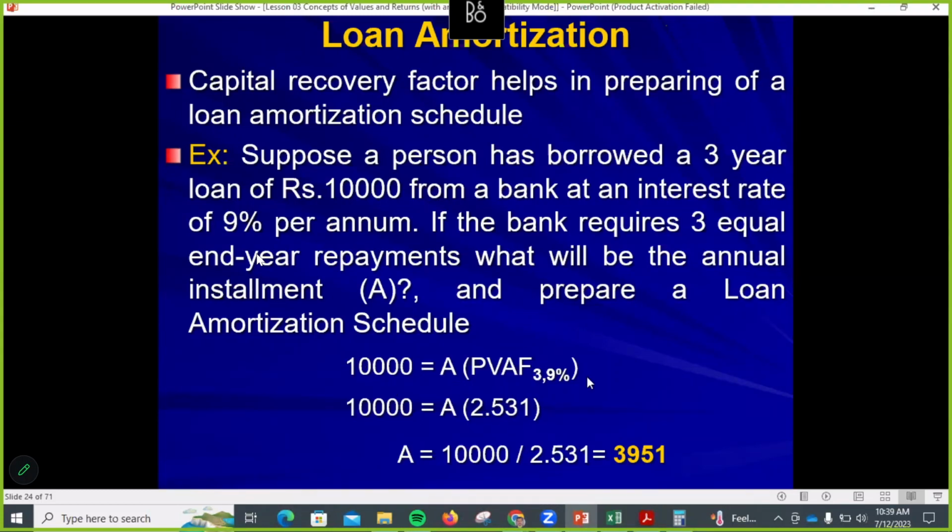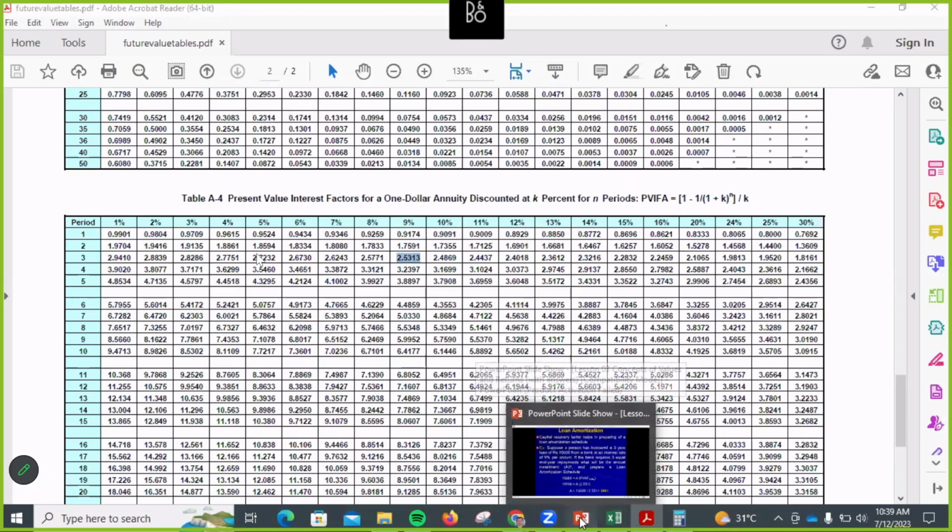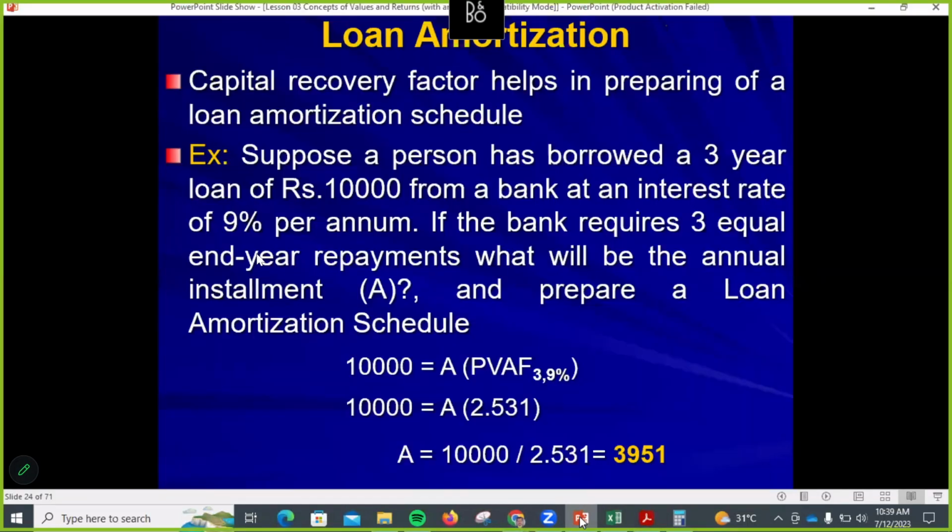So you want to apply this formula, the present value formula. This is the application. 10,000 is the present value. Annuity you want to find out. Present value interest factor for 3 years at 9% is found from the table. This is 2.5313.